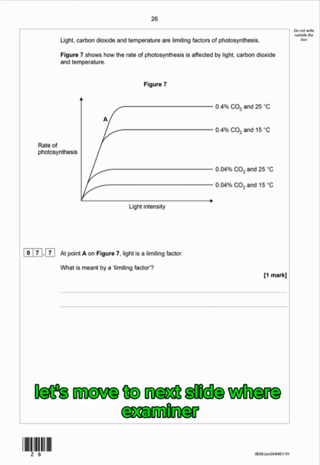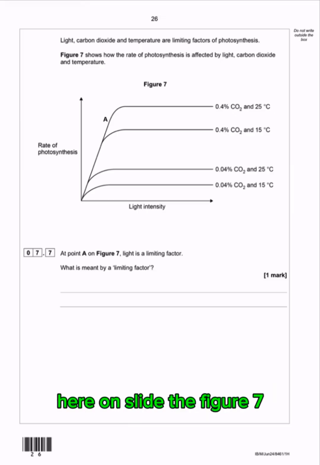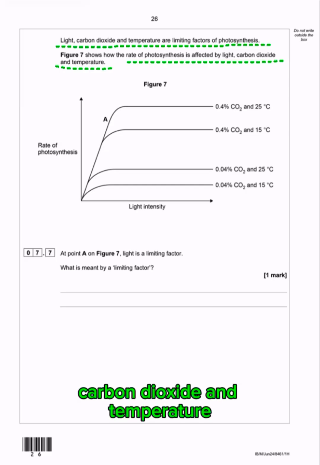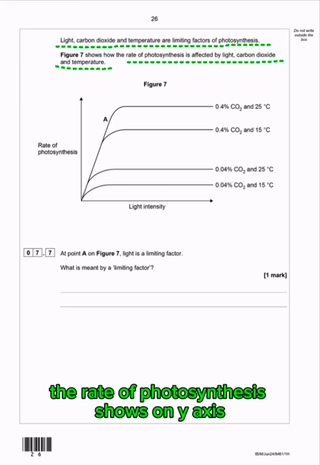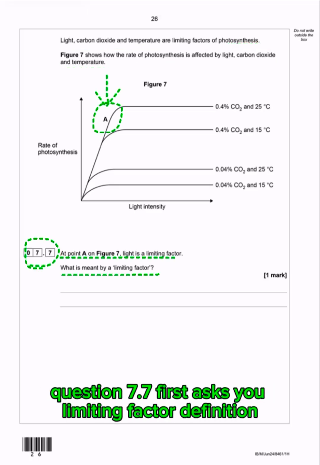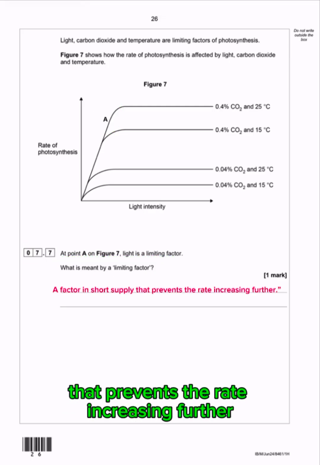Let's move to the next slide, where the examiner checks your data analysis and interpretation skills. Here on the slide, figure 7 shows a graph of limiting factors such as light, carbon dioxide and temperature. The rate of photosynthesis is shown on the y-axis and light intensity on the x-axis. On the basis of data shown on this graph, question 7.7 first asks you for the limiting factor definition. A factor in short supply that prevents the rate increasing further.